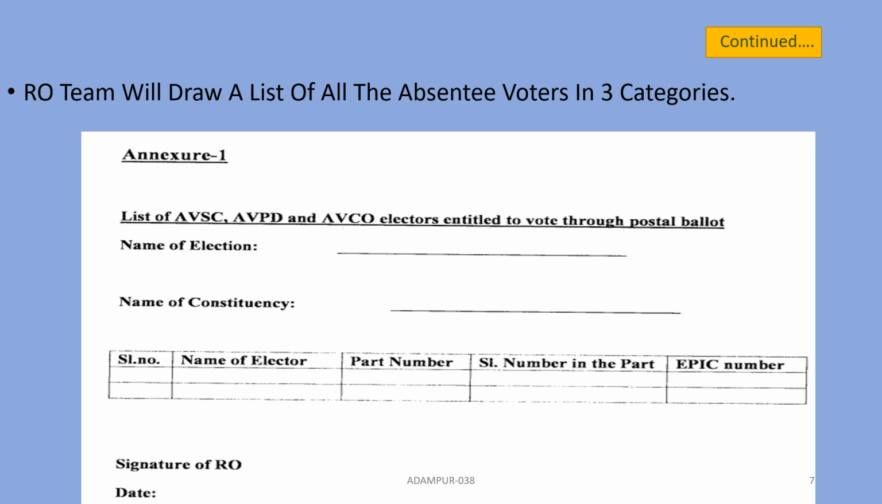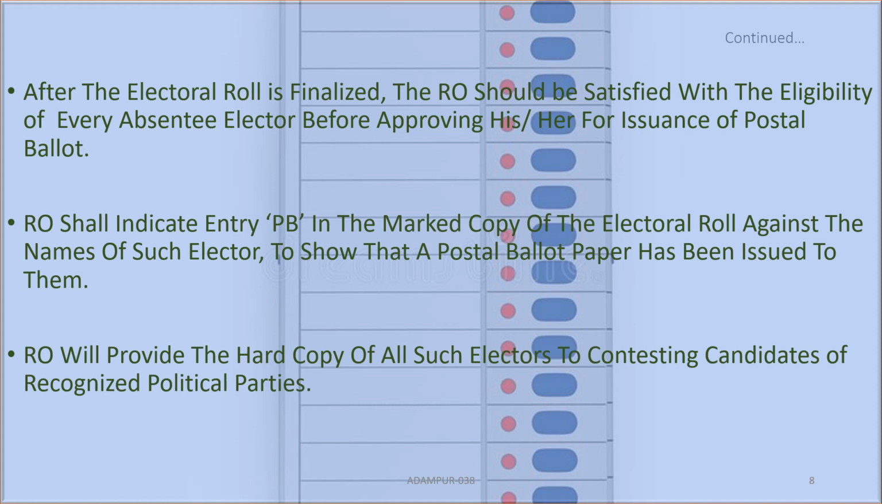The RO team will draw a list of all the absentee voters in 3 categories as per Annexure 1, list of AVSC, AVPD and AVCO electors entitled to vote through postal ballot. After the electoral roll is finalized, the RO should be satisfied with the eligibility of every absentee elector before approving his or her issuance of a postal ballot.